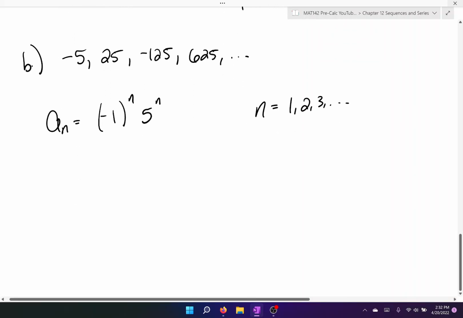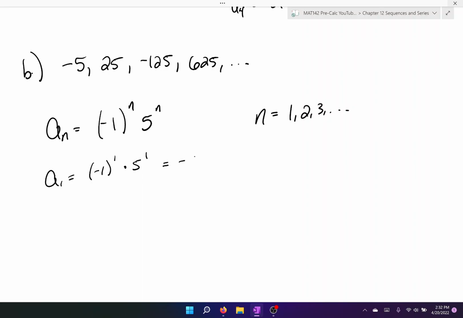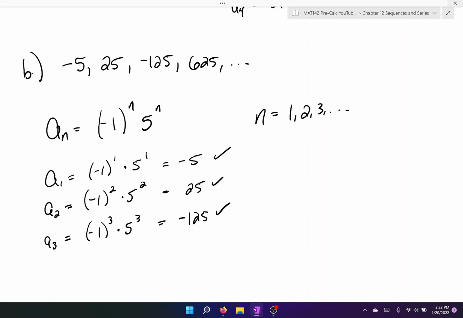And like I said, check some numbers first, make sure it works. A sub 1 is going to be negative 1 to the first times 5 to the first, and that's going to be negative 5. Check. Your next term is going to be negative 1 to the second times 5 to the second, which is positive 25, so that's good. Your third term in the sequence is going to be negative 1 to the third times 5 to the third, so that's going to be definitely negative 125. So this is looking like it's working.